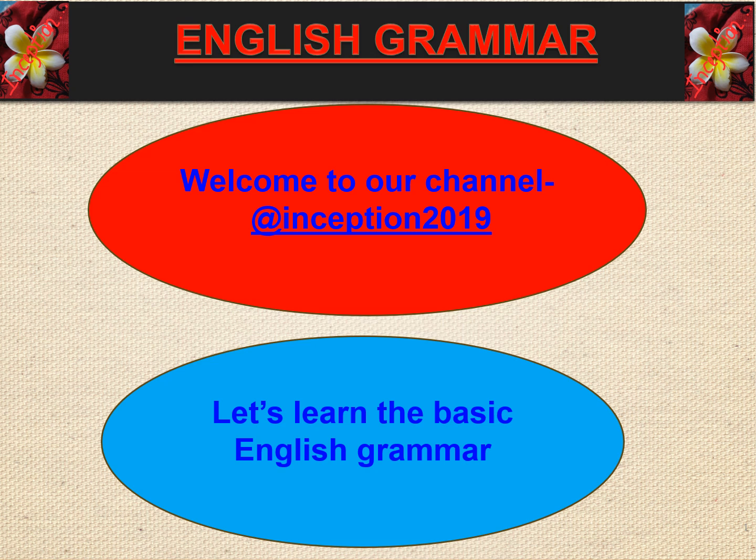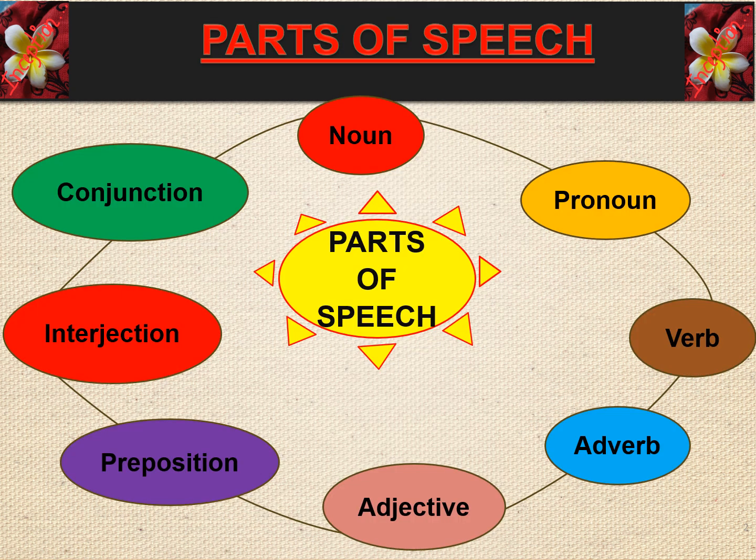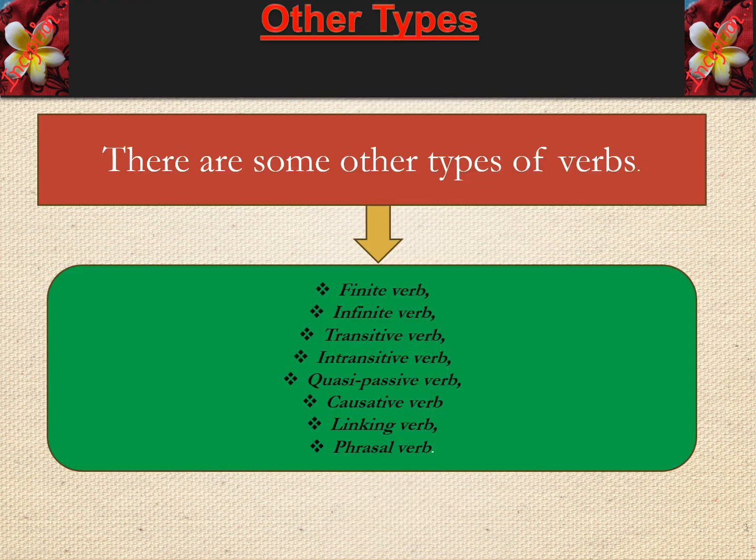So, this is the last part of the verb video. In the previous video, we learned about verbs, their classifications, and details. And in today's video, we are going to learn about the verbs' other types. So, what were the other types? Finite verb, infinite verb, transitive verb, intransitive verb, passive verb, causative, linking, and phrasal. So in this video we are going to learn about all these verbs.